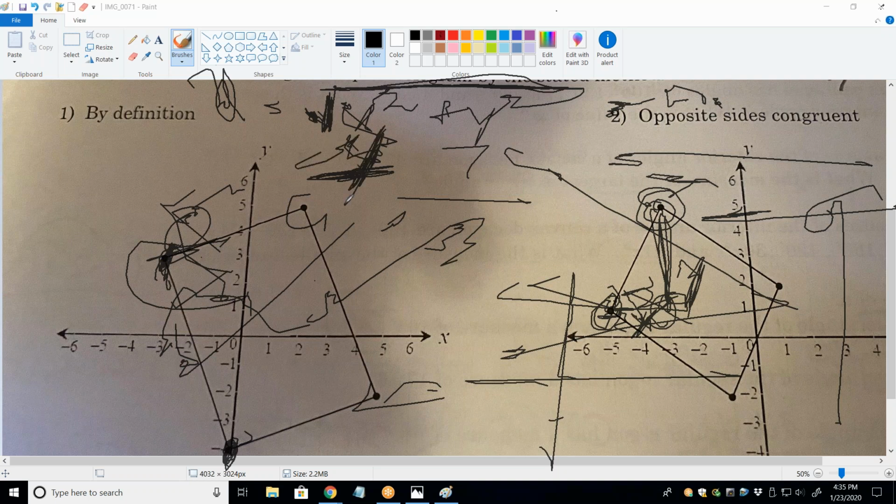Y was 4, right? Yeah. What's 4 squared? 16. Okay. It's 4 plus 16, 20. So it's the square root of that distance.